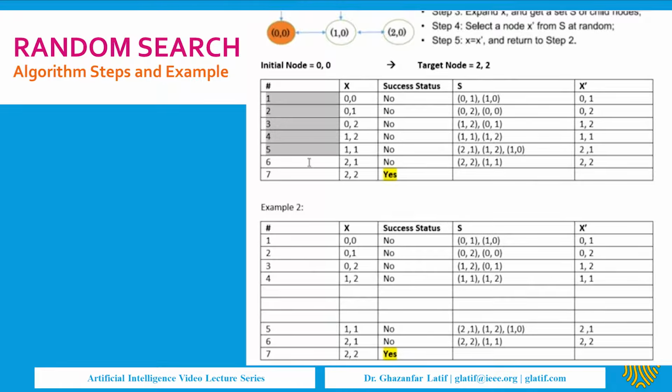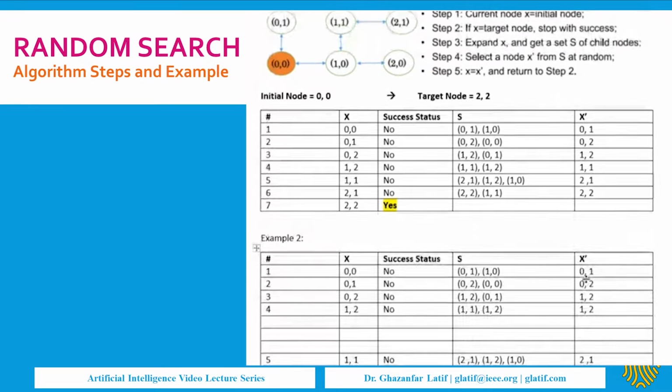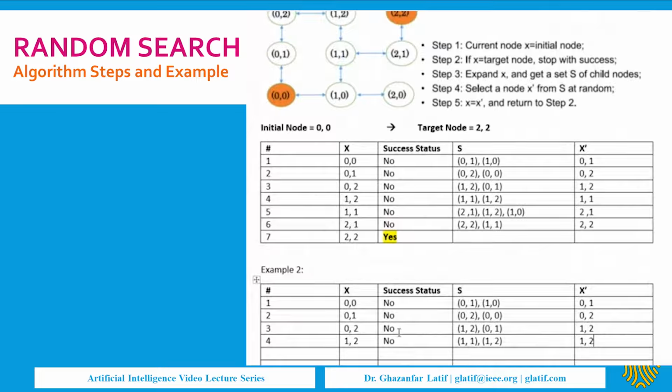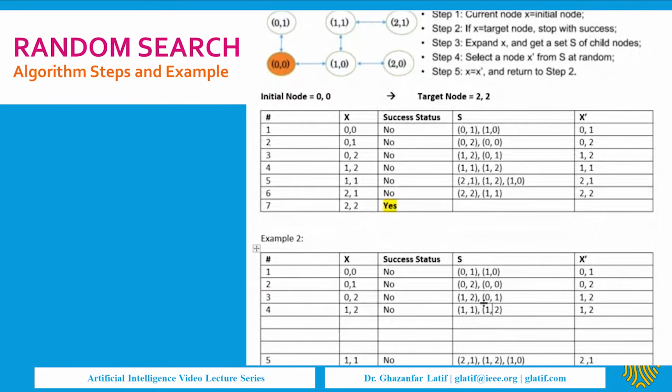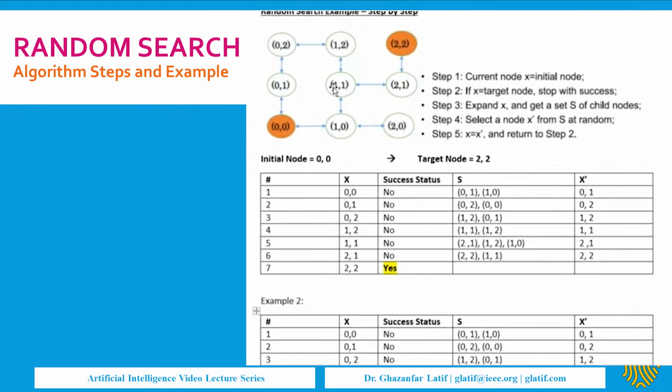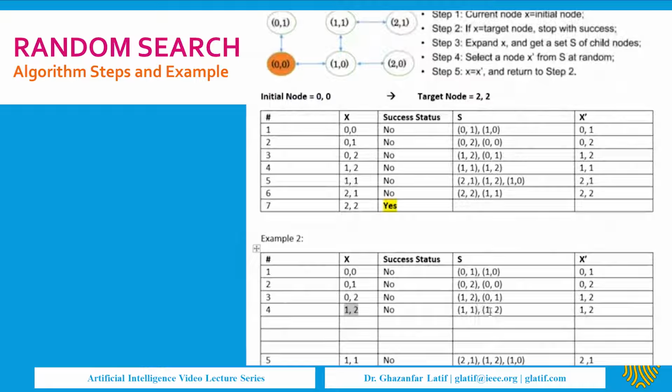If you see over here, I solved the algorithm in 7 stages, 1 to 7. But now let's suppose I changed it a little. Instead of selecting 1, 1 as x prime, I selected 1, 2. Let's see what will happen. Actually, I wrote by mistake over here. 1, 2 has child nodes 1, 1 and 0, 2. So it is not 1, 2, it needs to be 0, 2. There was a mistake over here.